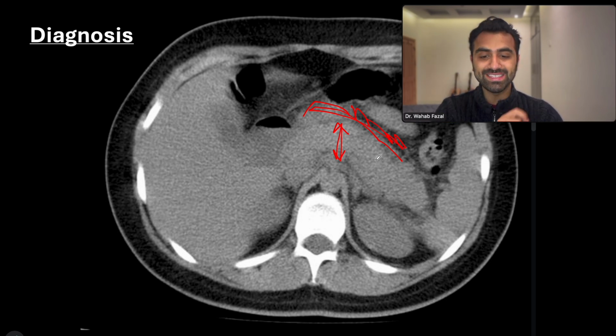That is edematous. It is inflammation. This is an edematous pancreas. So this is how a CT will look in acute pancreatitis as opposed to the normal we just saw in the last picture.